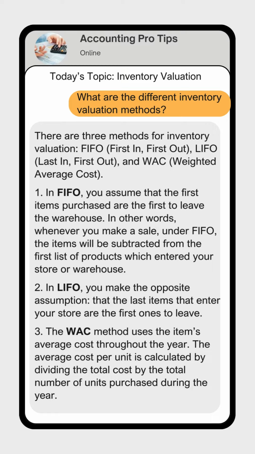2. In LIFO, you make the opposite assumption, that the last items that enter your store are the first ones to leave. 3. The WAC method uses the item's average cost throughout the year. The average cost per unit is calculated by dividing the total cost by the total number of units purchased during the year.